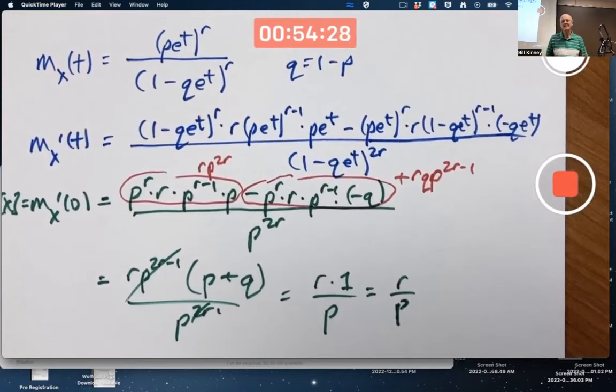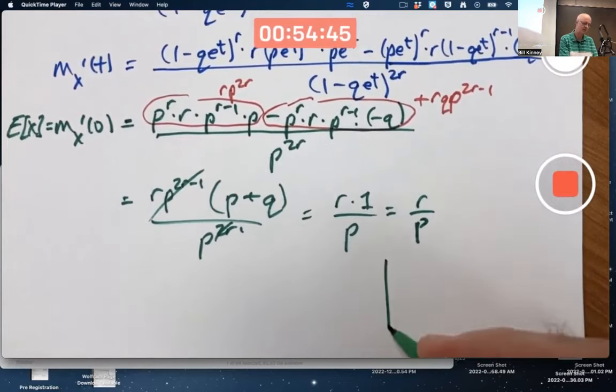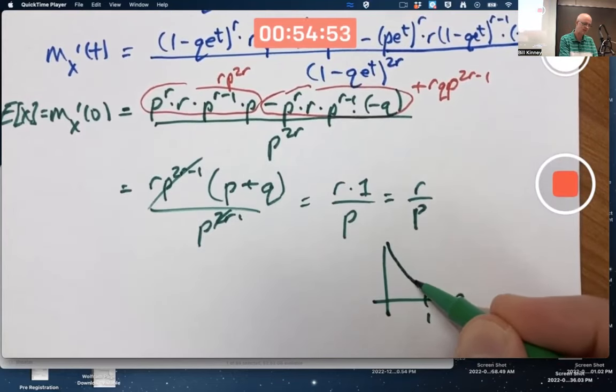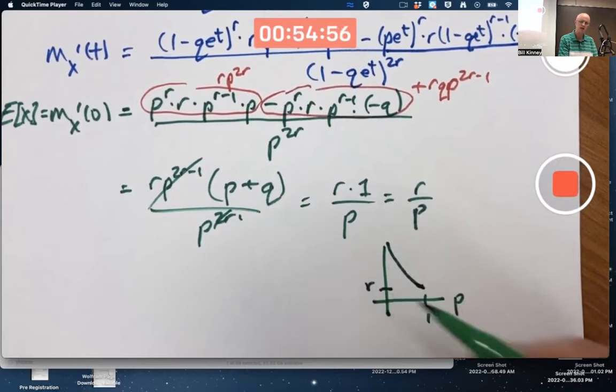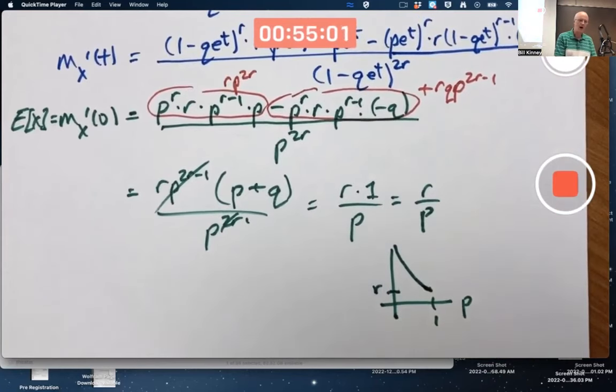Now, it's tricky. Maybe hard to do without making a mistake. But isn't it beautiful that it works out so nicely? And I always think it's a good idea to graph these things as a function of p, as a function of the parameter. p varies from 0 to 1. It's going to be a graph that looks like this. The expected value looks like that. Maybe I should have made it higher. r is 1 or 2 or 3 or 4. It's the number of successes.